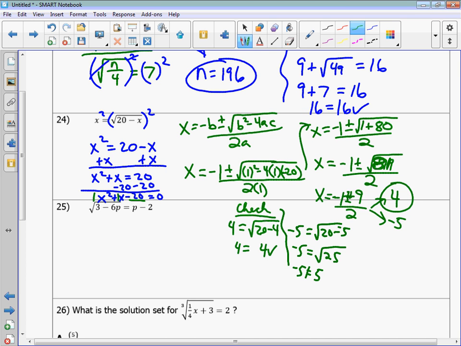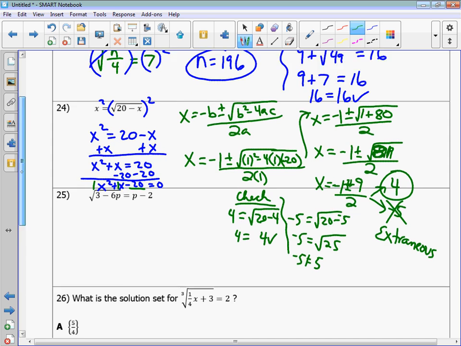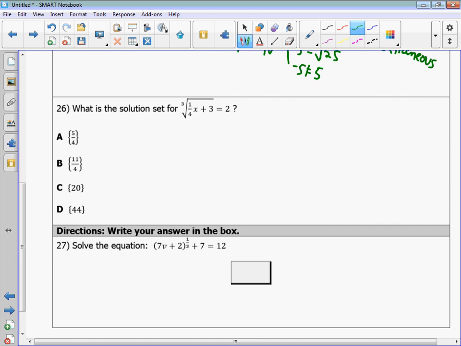So it's the cube root of 1/4 x plus 3 equals 2. The cube root is already isolated, so we just raise it to the third power. Cube and cube root are opposites, just like square and square roots. 2 to the third power is 2 times 2 times 2, which is 8. Subtract 3. You can either, in the calculator, divide by 1/4, or you can multiply by the reciprocal, 4 over 1, which is 4. And x is going to equal 20.